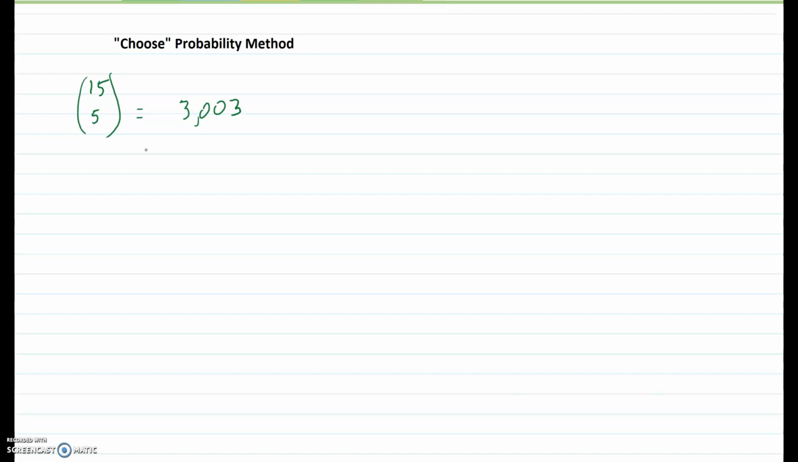Now, the order obviously of a team doesn't make any difference. If I choose player A, player B, and player C, I can choose player C first, player B second, player A third. It's still the same team. So the big thing with choose is that the order doesn't matter.